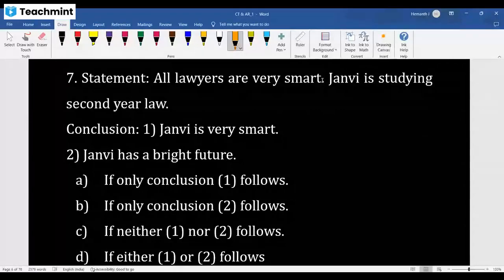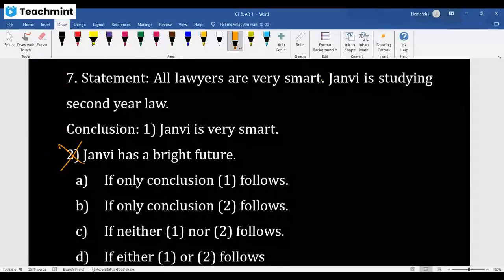All lawyers are very smart. Janvi is studying second year law. Janvi is very smart. Janvi has a bright future. That we cannot say. Bright future we cannot say. But very smart, also see, lawyers. She has still not completed the law course. All lawyers are very smart.